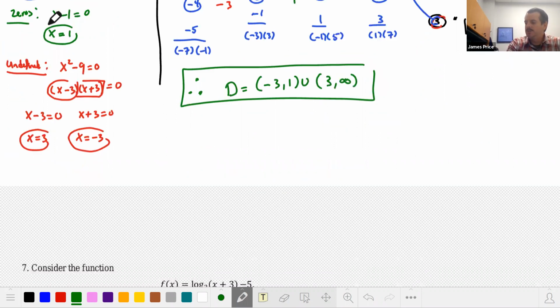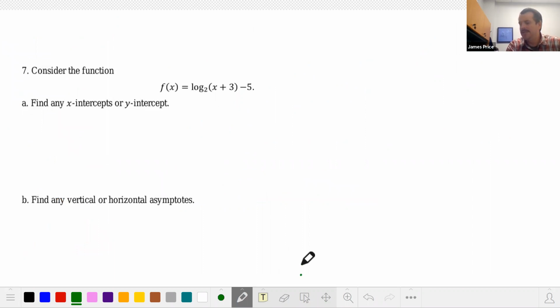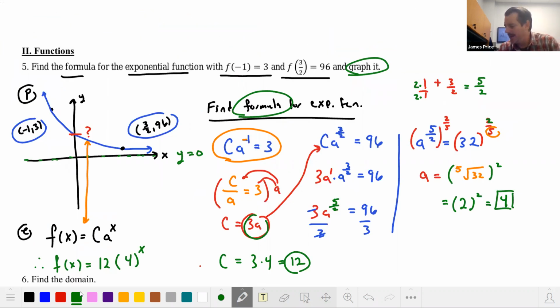Let's move on to number 7, which is graphing. Oh, I just remembered, I forgot one thing up here. So let me go back here. I still thought of graphing. I forgot to write down the Y-intercept here, guys.